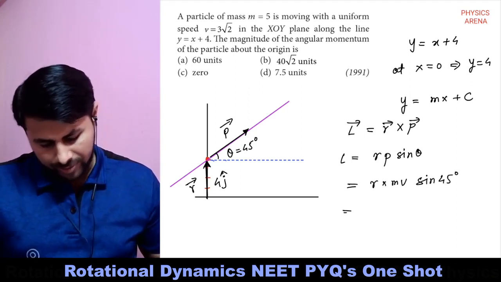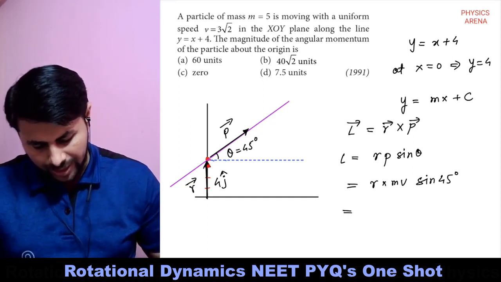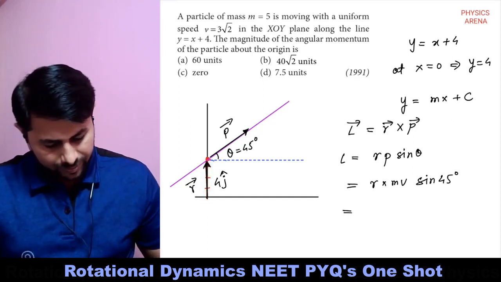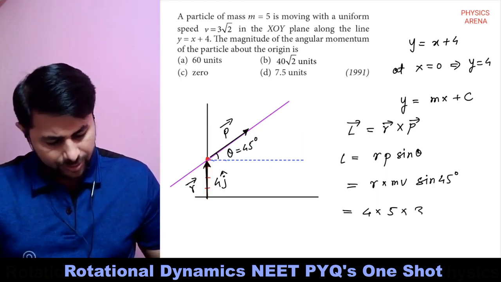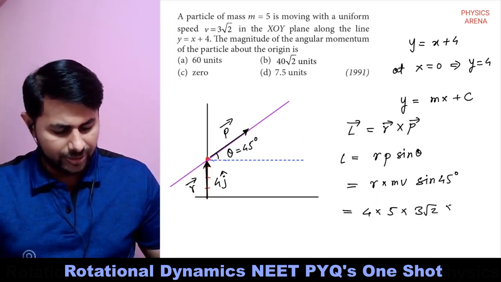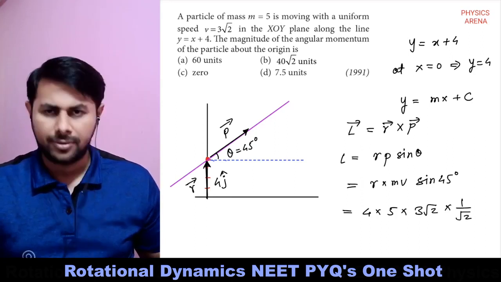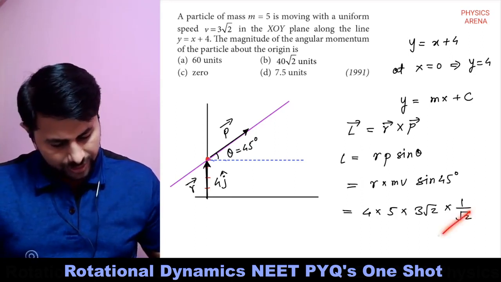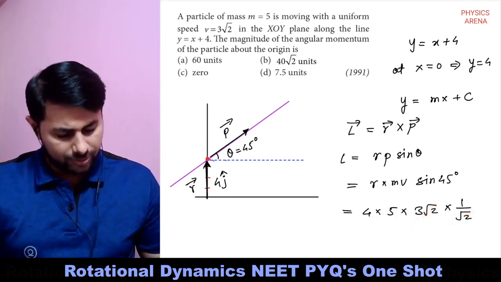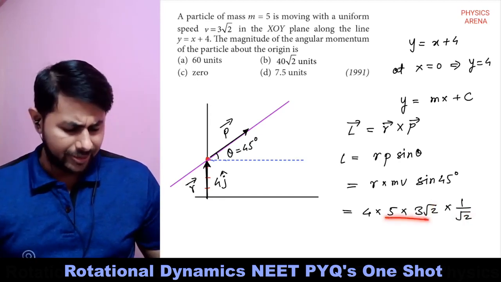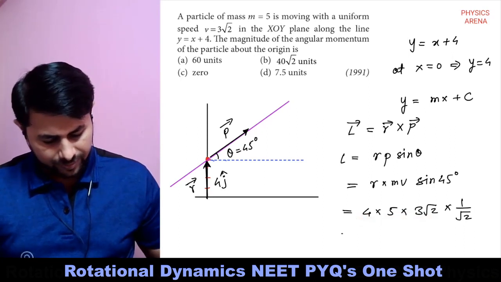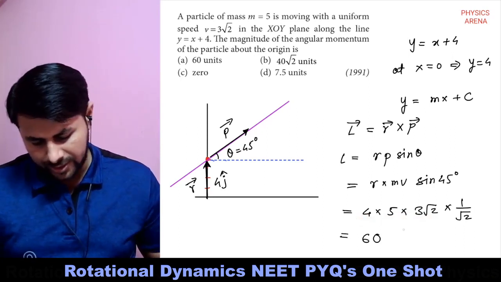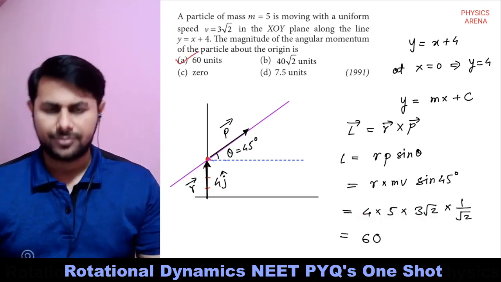Put the values. How much is r? Magnitude of r is 4. Mass is 5 kg. Speed is 3 root 2. And sine of 45 is 1 upon root 2. This thing gets cancelled, root 2 and 1 upon root 2. There is 5 times 3, 15 times 4, 60. Okay. 60 is the answer.